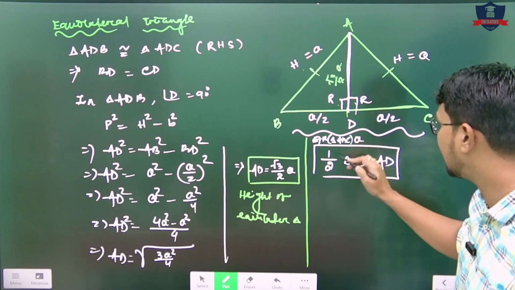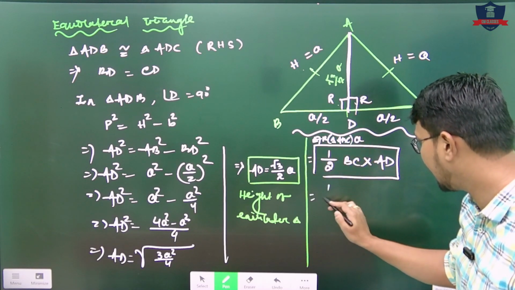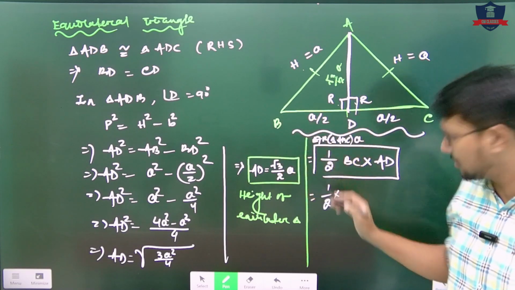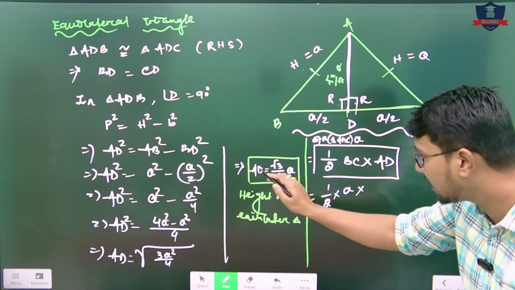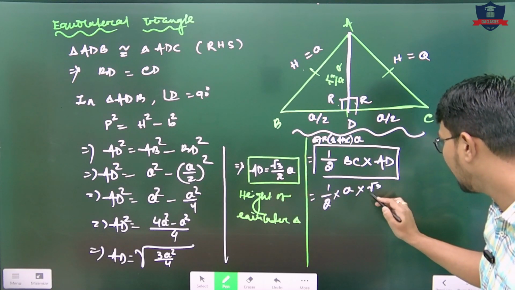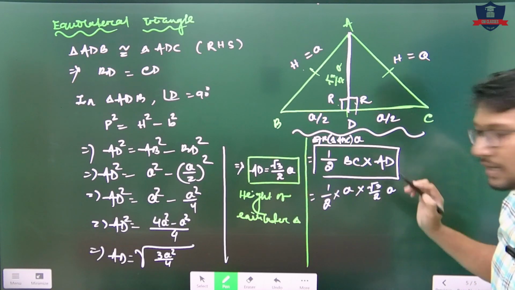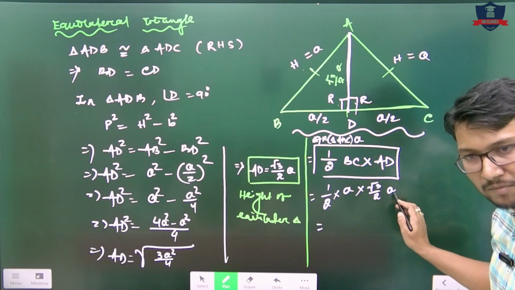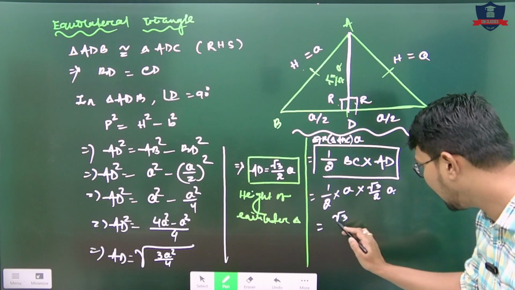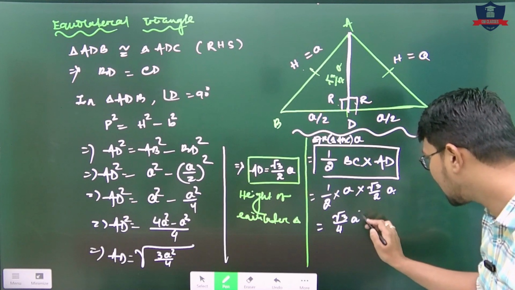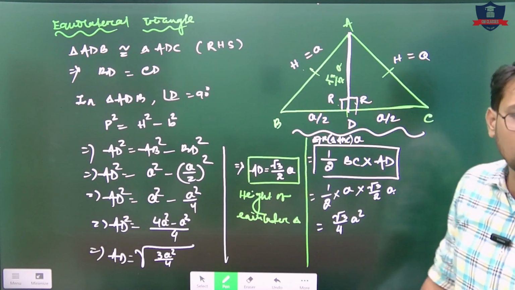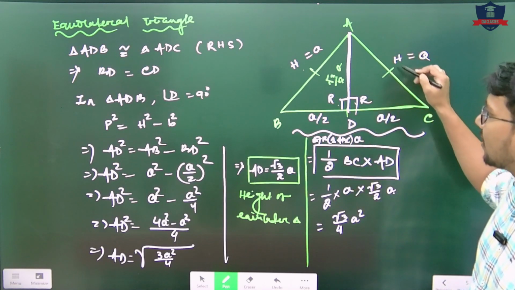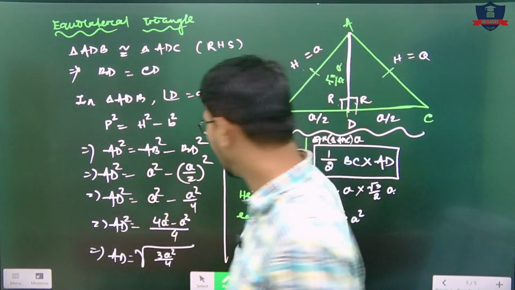Area of triangle ABC. Now tell me, I can write half into BC. What is the value of BC? BC is how much? A. AD is how much? AD is root 3 by 2 A. Is that clear? Hence 2 will be multiplied, A will be multiplied, so what is left? Root 3 by 4 A square. This is the area of an equilateral triangle. That means if the side is given, we can find the area.